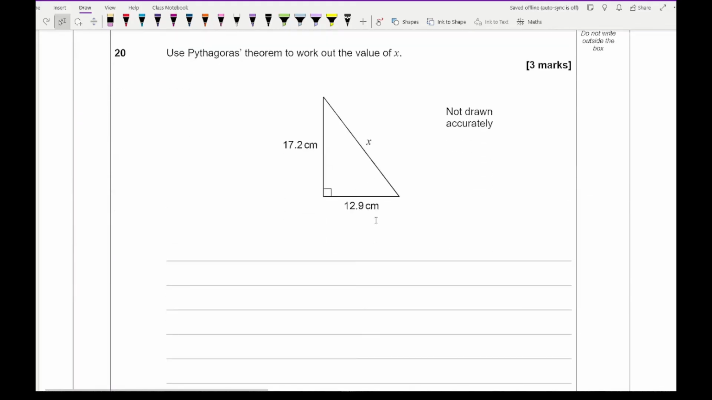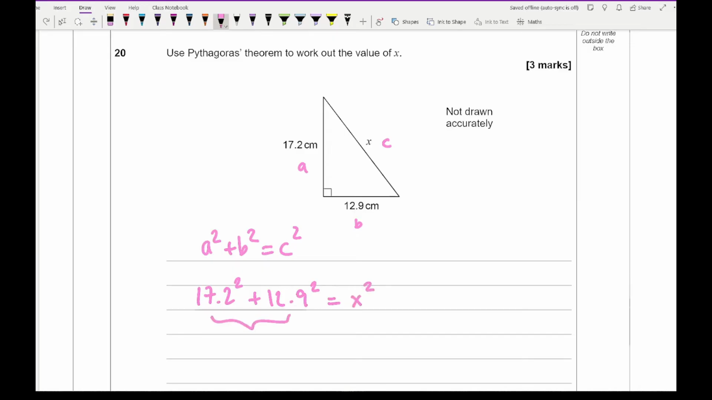Moving on to question 20, it says use Pythagoras' theorem to work out the value of x. So again, the first thing we want to do here is label the triangle. So we've got A, B, recognizing that the side opposite the right angle is going to be our C. And then using the formula for Pythagoras, which is a squared plus b squared equals c squared, substitute the numbers in. So I've got 17.2. Just gone a bit quick with the square there. So 17.2 squared plus 12.9 squared equals x squared.